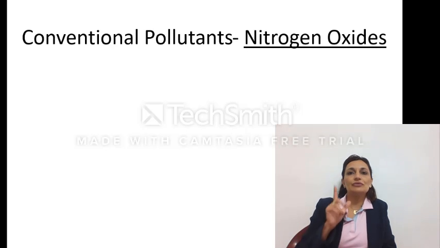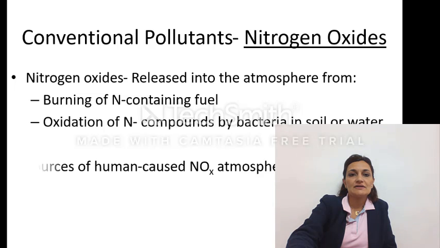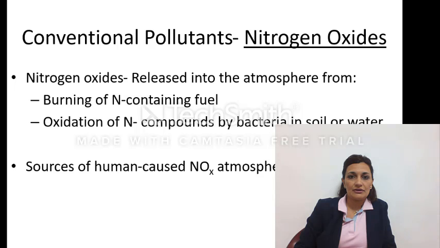Fine. Now let's move to the second conventional pollutant, which is the NOx. So we are done with SOx, now NOx. NOx, naturally, how is it released in the atmosphere? From burning of nitrogen-containing fuel, and from bacteria in the soil or water. Remember, fertilizers that we add to the soil contain a high amount of nitrogen. So they can be released from the soil, interact with oxygen in the atmosphere to form nitrogen oxide.